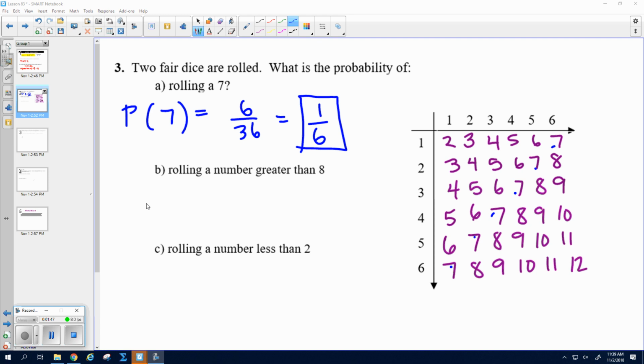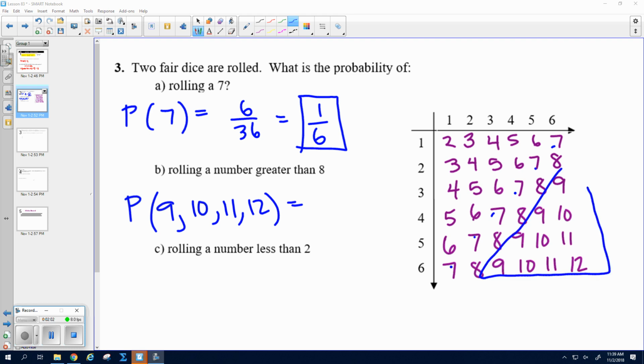All right, then we have the probability of rolling a number greater than 8. We can write that like this. That would mean a 9 or a 10 or an 11 or a 12. So we have commas. What's the probability of getting any of those? So I'm going to count all these up. A 9, a 10, 11, or a 12. 1, 2, 3, 4, 5, 6, 7, 8, 9, 10. So the probability of getting a number greater than 8 is 10 out of 36, because there are 10 numbers right here greater than 8, which reduces to 5/18.